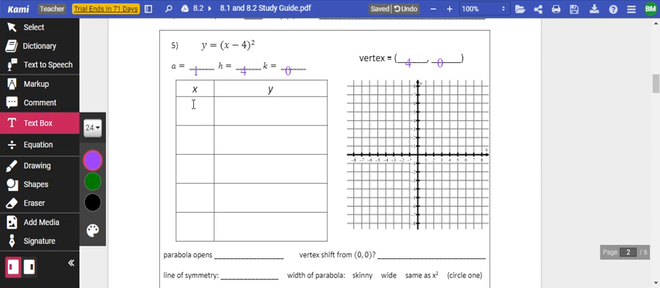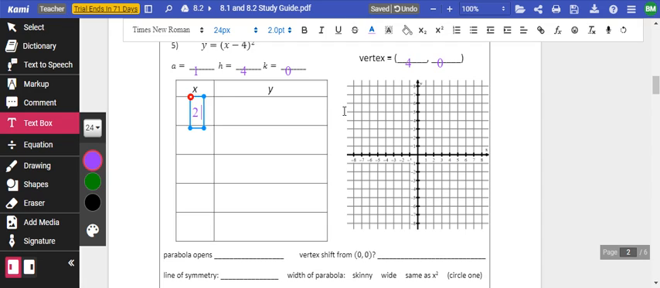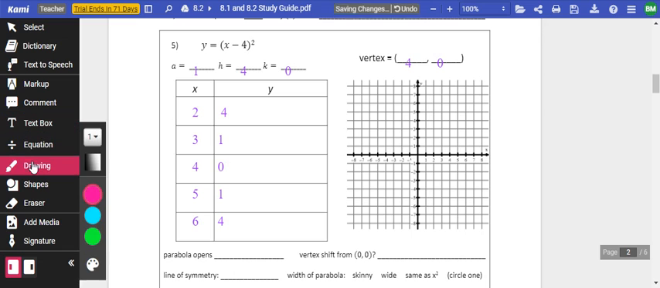So I'm going to plug in some numbers. When I plug in 2, I get 4. When I plug in 3, I get 1. When I plug in 4, I get 0. Excuse me, let's do that vertex. When I plug in 5, I get 1. And when I plug in 6, I get 4. So it's that nice symmetry where it's just repeating itself.